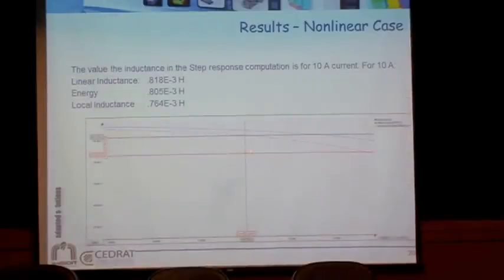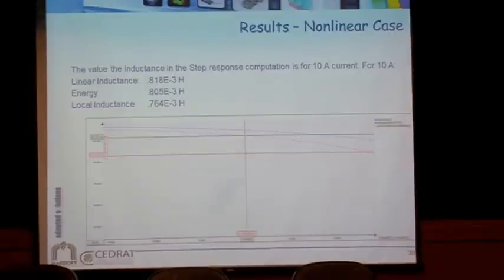So if I go look at this one here, the linear inductance, if I take the value here, it's 0.818 × 10 to the minus 3. The energy one is 0.805 millihenry, and this is the local inductance, 0.764. That's actually a little unnerving, because I was hoping the one I computed with the time response would be somewhere in between all of those. But no, it's a little higher, okay? I'm still sticking with this one, actually. Okay? So that's for the nonlinear.